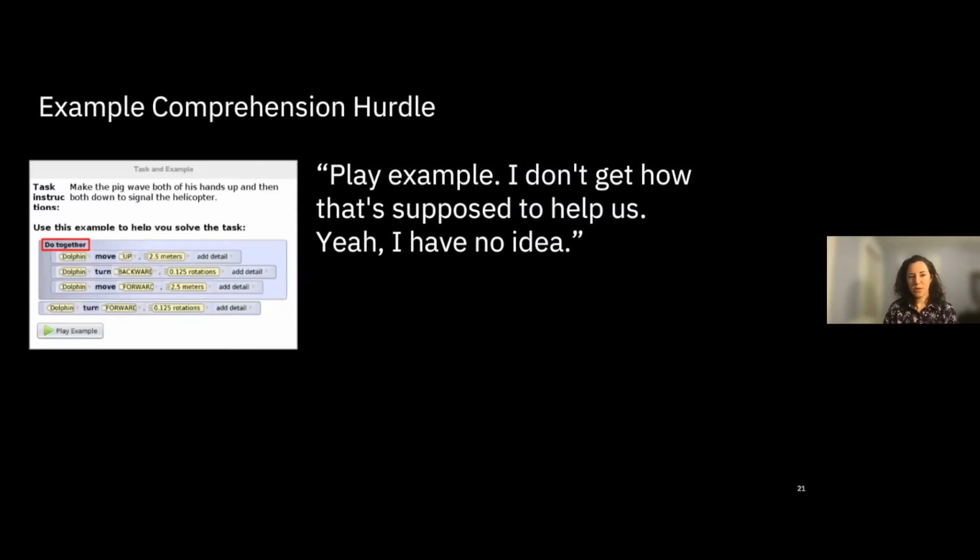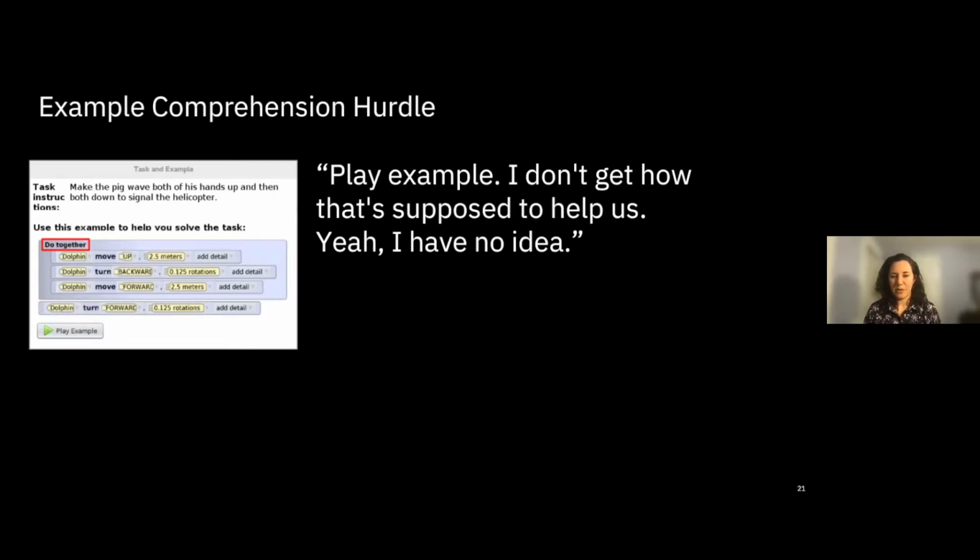So for example, participants had example comprehension hurdles. They didn't actually understand how to use the example that was provided in the format that it was provided. One participant said, "Play example. I don't get how that's supposed to help us. Yeah, I have no idea."